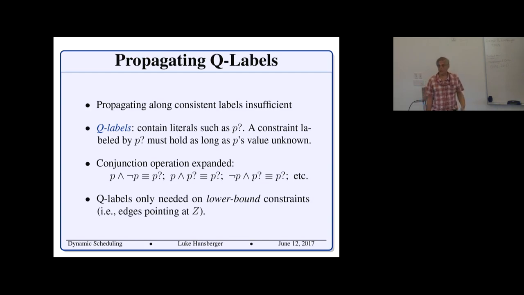And as far as determining dynamic consistency for CSTNs, we only need to worry about Q-labels on edges pointing at Z, the lower bound constraints. That's what gives us a guarantee that the earliest first strategy will work.